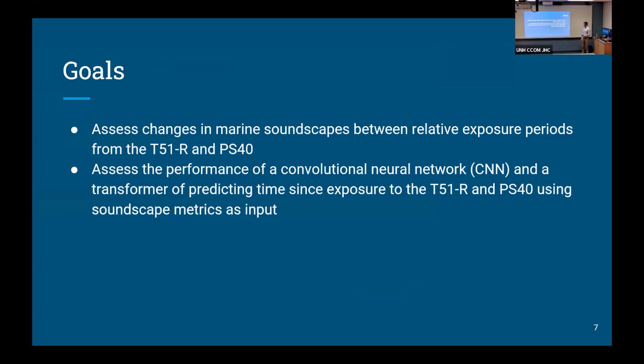What are the main goals? Assess changes in the marine soundscape relative to exposure periods for both the PS40 and the T51-R, looking at the more statistical analysis, whereas the machine learning analysis compares the CNN and the transformer to find out if it can predict the relative exposure period since the most recent exposure, using the soundscapes as inputs along with temporal and spatial data, including time of day, day of the week, and distance from the recorder.